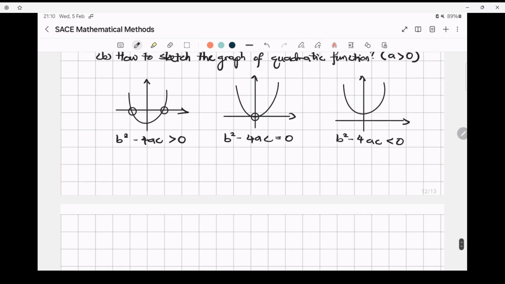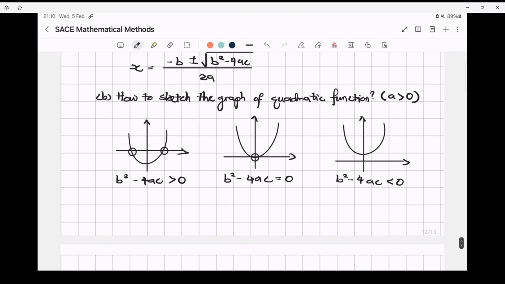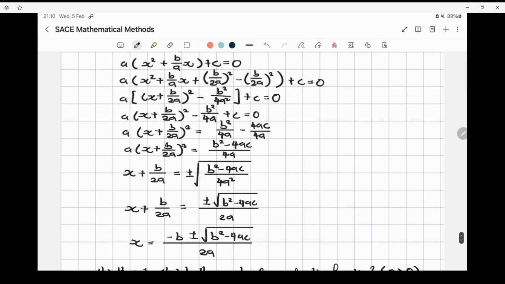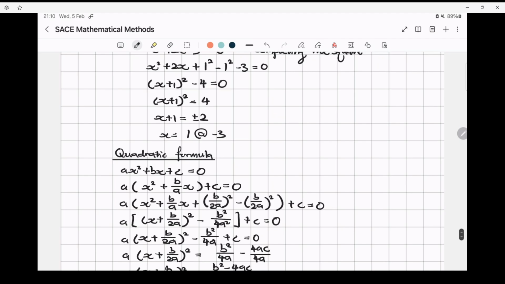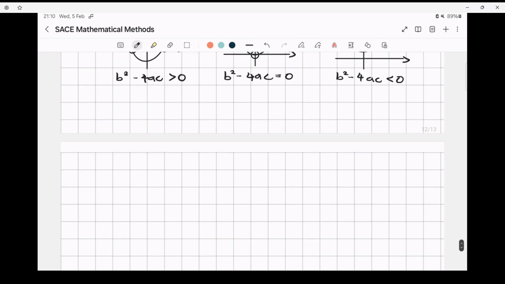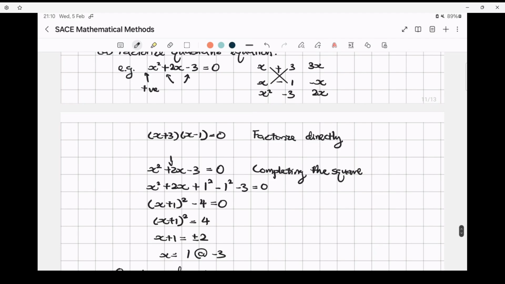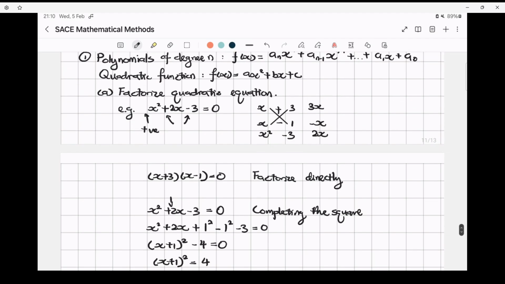Okay. So that is another thing that you need to know. And then basically I have explained everything that you need to know for quadratic function.